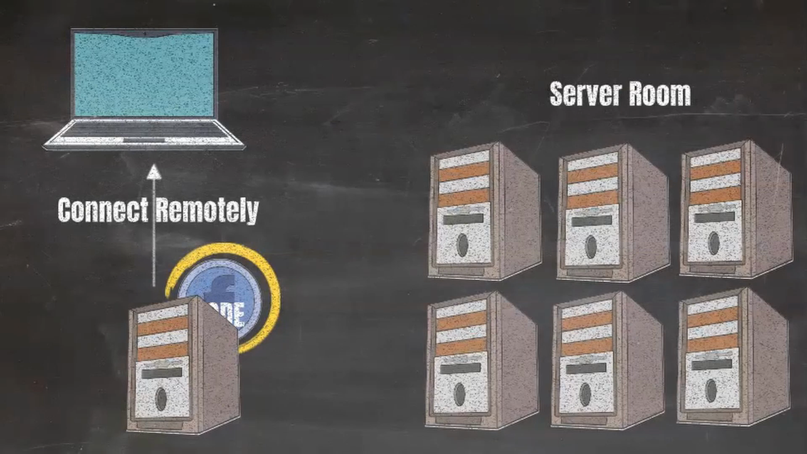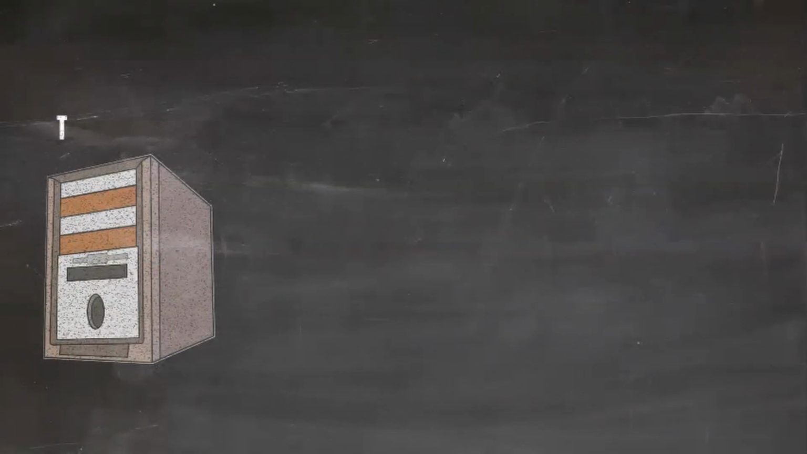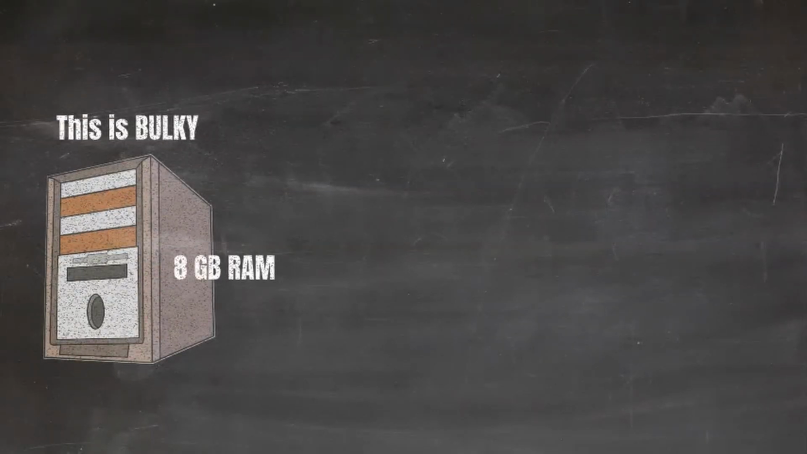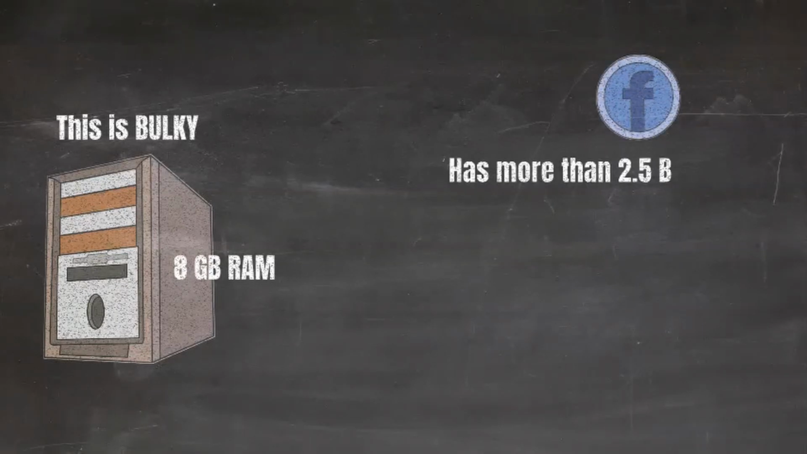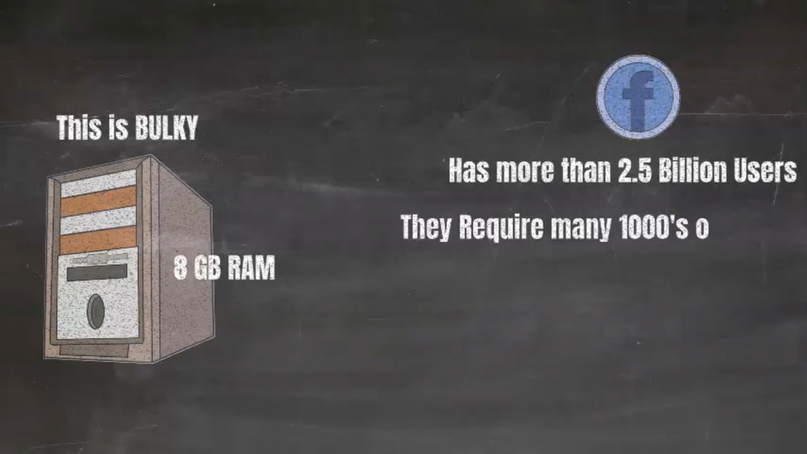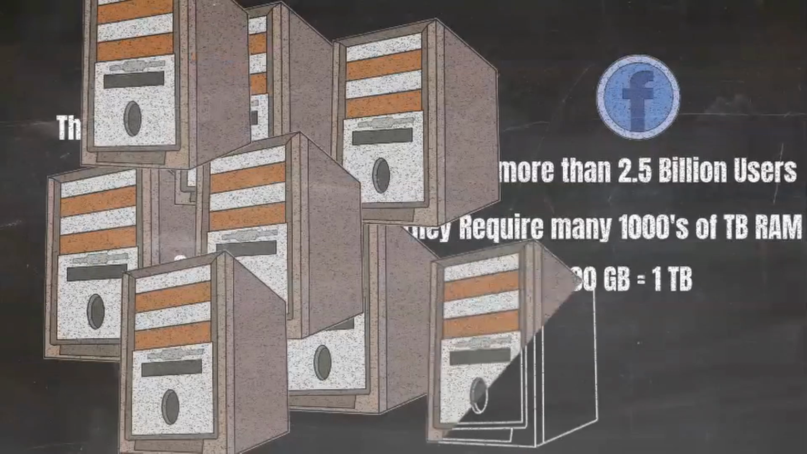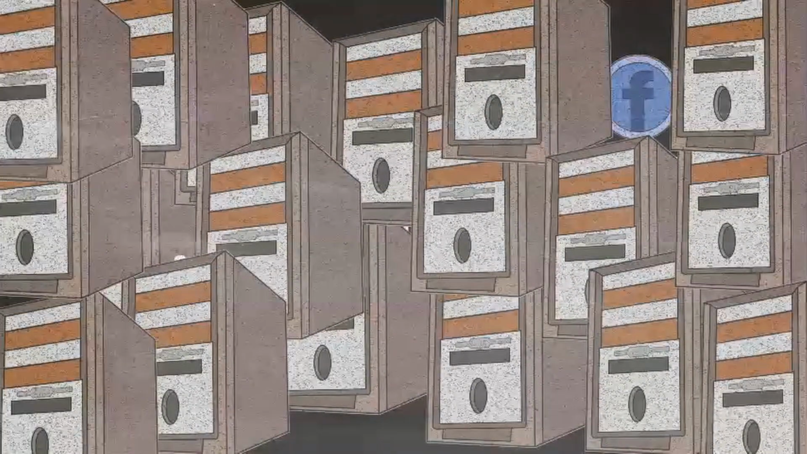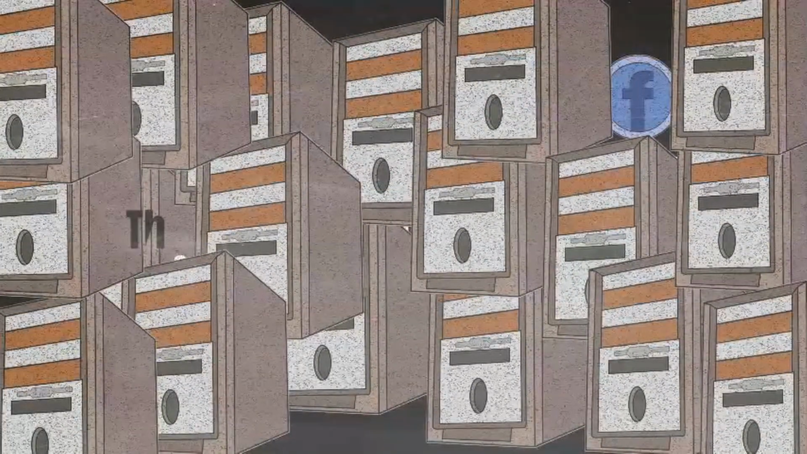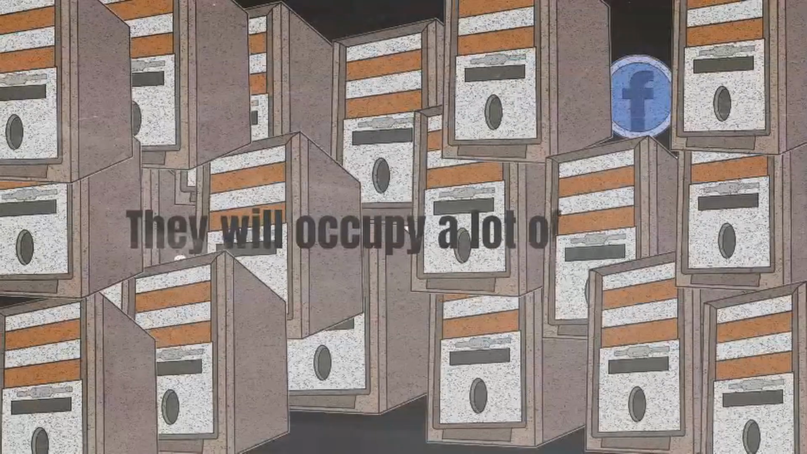If you have a CPU at your home, it is generally bulky and it has only like 8 GB or 16 GB RAM, which is pretty low. Now if you look at Facebook, there are more than 2.5 billion users and they will require thousands of TB of RAM, not GB, TB of RAM. 1000 GB is equal to 1 TB and they require thousands of TBs of RAM. That means you will have to have a lot of 8 GB machines to cater this requirement, which will occupy a lot of space.